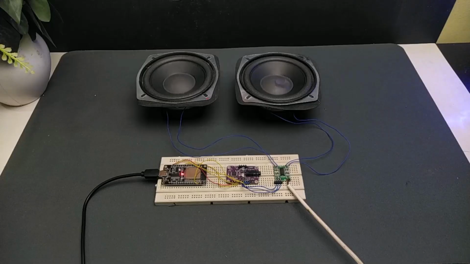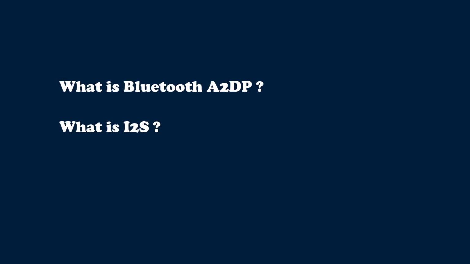By the end of this session, you won't just have a working Bluetooth speaker, you'll also understand key concepts like what is Bluetooth A2DP, how the ESP32 sends audio via I2S, and how to connect microcontrollers with external DACs for real world audio projects. So let's dive in and explore how Bluetooth audio really works together.